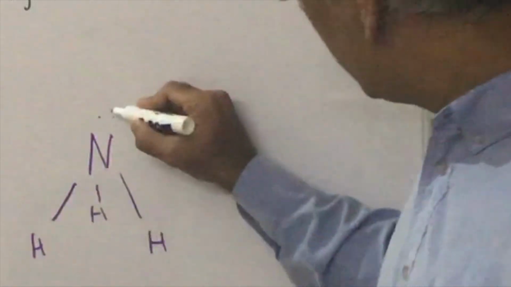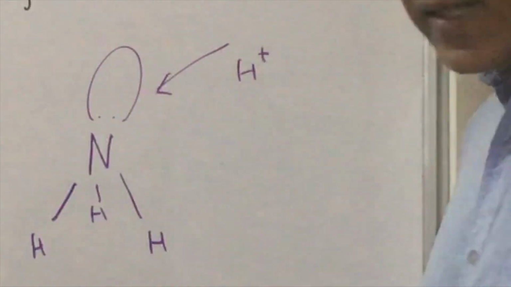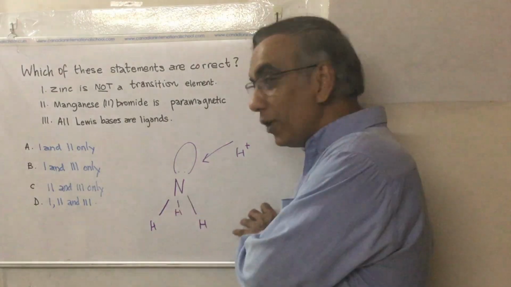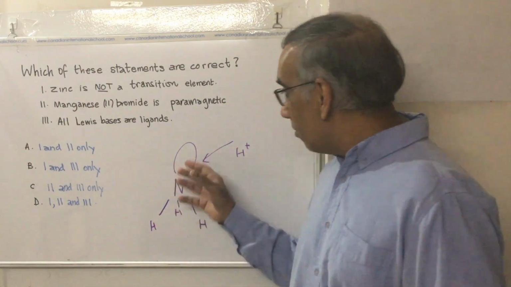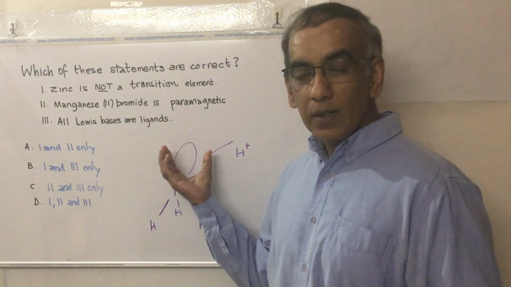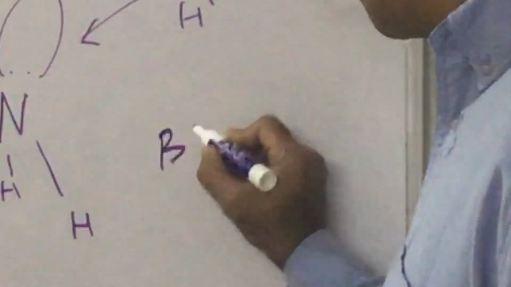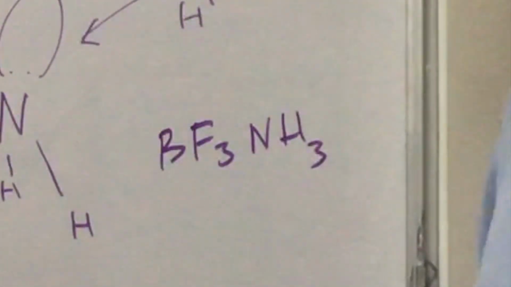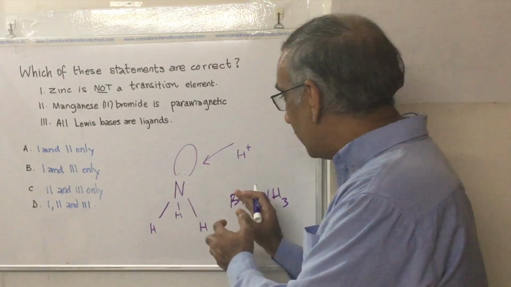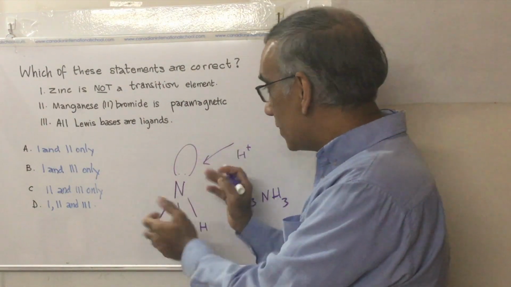This lone pair of electrons can accept an H plus ion. When it does that, ammonia behaves as a Bronsted-Lowry base. But when ammonia donates this lone pair to another species, like BF3 for example, to form BF3NH3, when it does that, it's behaving as a Lewis base. So ammonia can behave as a Lewis base.